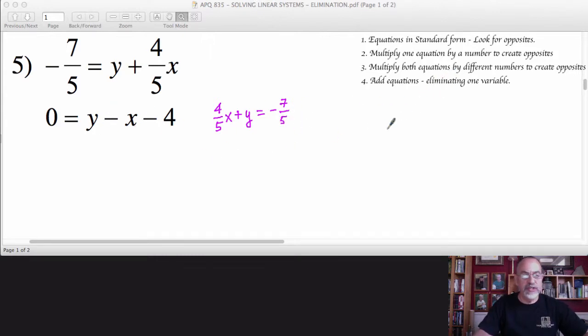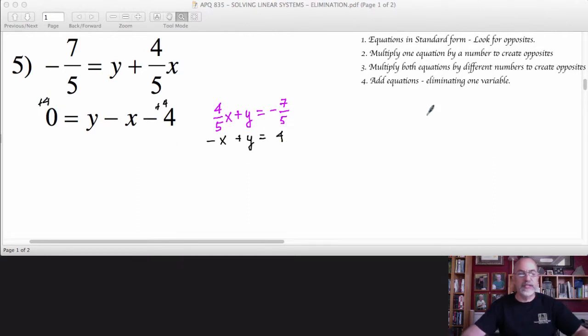The second equation is not in standard form, so we do want to do that. The only problem is this -4 is in the way. So we're going to move that to the other side by adding its opposite. So we're going to add that opposite to the other side. So that means this -x is still going to be here, so we're going to have that. Then we have this positive y, and then we have 4 plus 0 is 4.